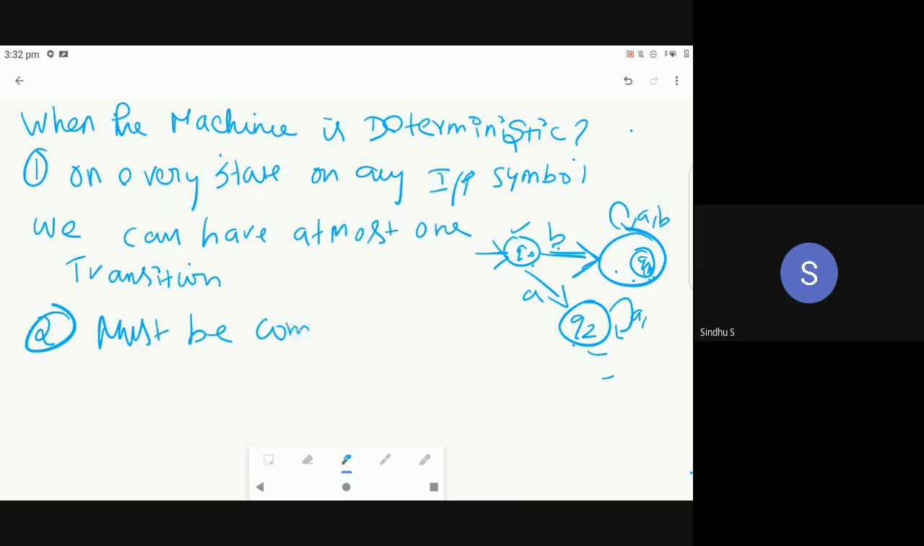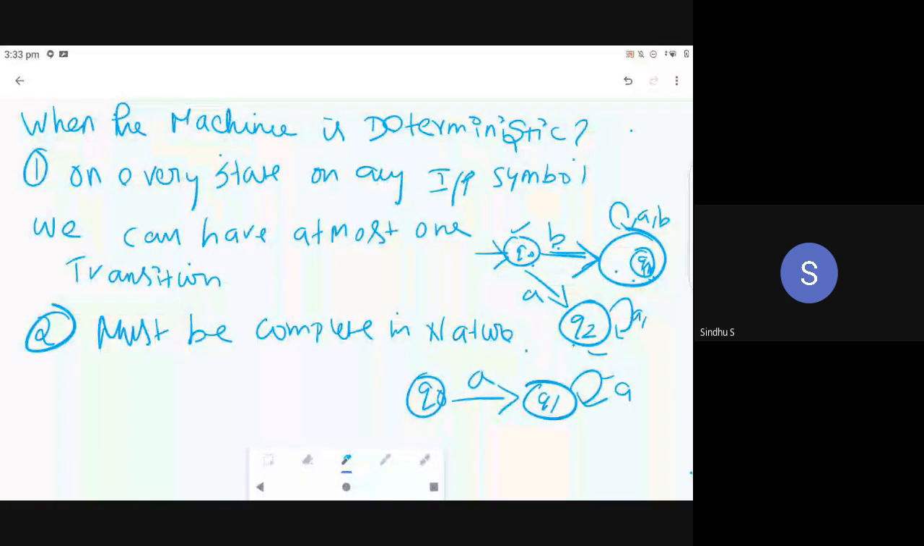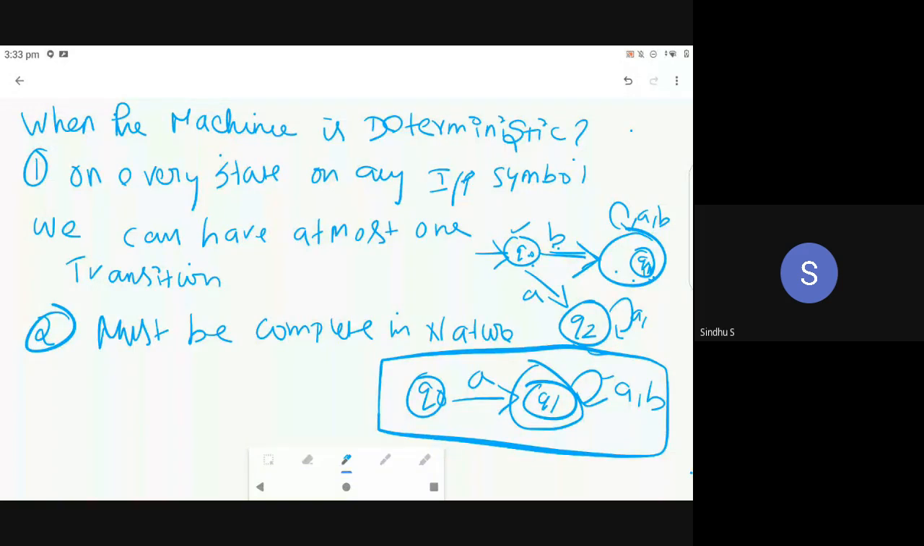And the second one, very important, in every case, the deterministic machine must be complete in nature. So what do you mean by complete? It means that for every symbol you must have transitions. See, if you have Q naught, with respect to A it is moving to a state, and if this is my DFA, would you think this DFA is a complete one? Just leave this. This is my DFA. Would you think this DFA is complete?